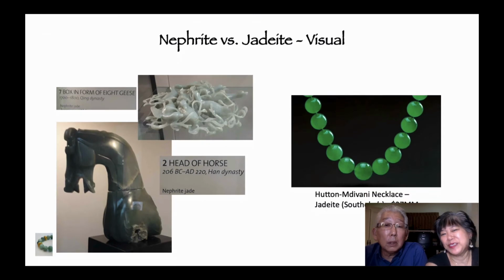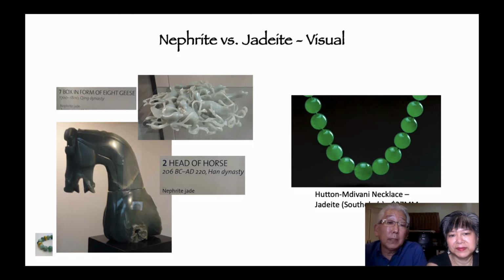So here are pictures, two examples. I know I went for the extreme. I found this Hutton Devani necklace. It went for $27 million, but you can see it's shiny. It's not quite transparent, but it's very translucent with a degree of transparency.